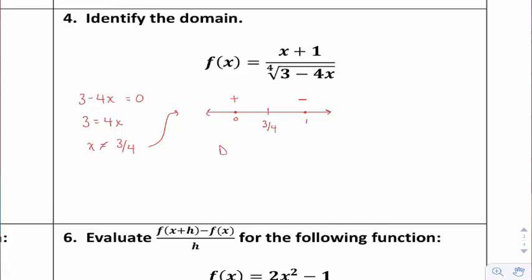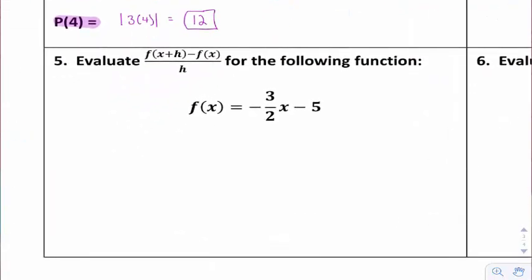So my domain is negative infinity. Now remember, we cannot touch 3/4. So our domain would look like that on a number line, so it's negative infinity to 3/4, and we don't touch it. And that's your domain for number 4.